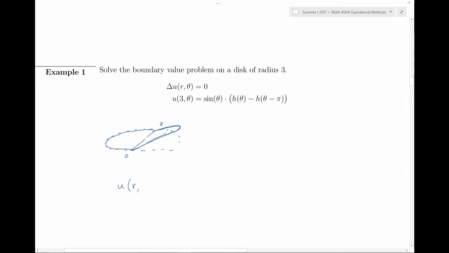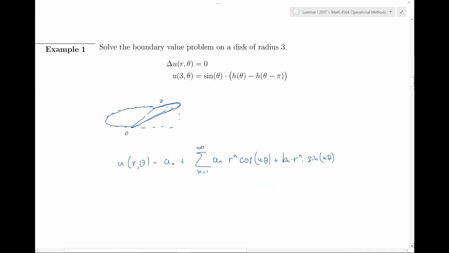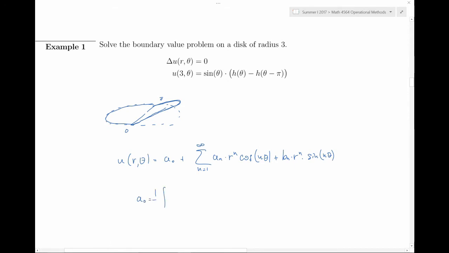So u(r, theta) will be the sum of a naught, and the sum as n goes from 1 to infinity of an times r to the power n times cosine of n theta plus bn r to the power n times sine of n theta, where a naught is going to be 1 over 2 pi in front of the integral from 0 to 2 pi of sine theta times h of theta minus h of theta minus pi d theta, which is the same as 1 over 2 pi times the integral from 0 to pi of sine theta.